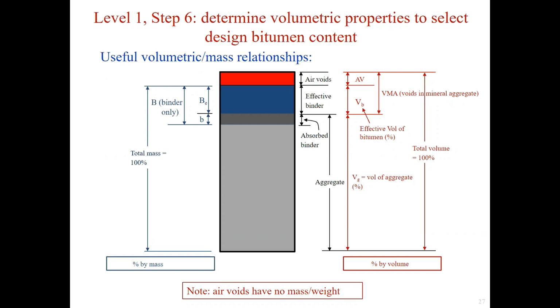The binder is expressed as capital B, and BE stands for the effective binder, and small b for absorbed binder. From volume point of view, AV is the volume of air voids, and VB is the effective volume of the bitumen. The sum of them is called VMA, the voids in mineral aggregate. Typical values of VMA in dense mixes can be 13% to 20%, depending on the nominal size of the mix. Finally, Vg is the volume of the aggregate, including the absorbed binder.